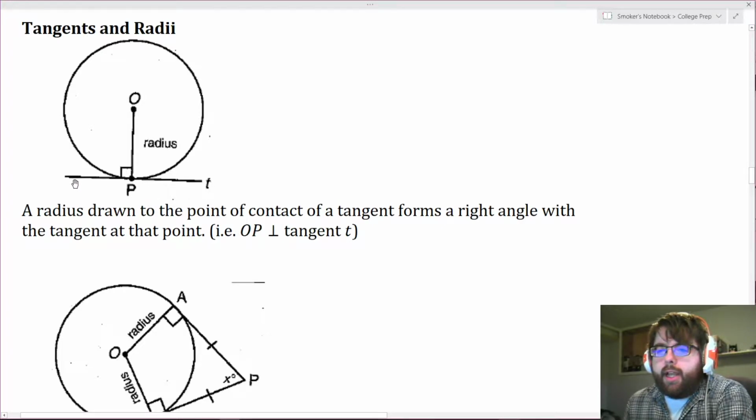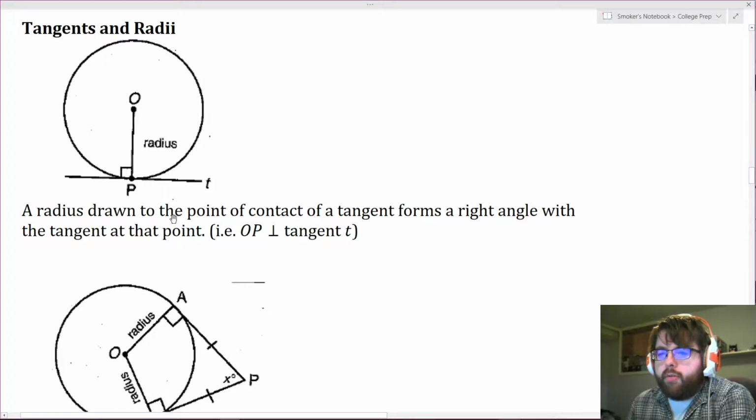A tangent line will always be perpendicular to the radius. So at whatever point the tangent line hits the circle, there's a radius that goes from that point to the center, and it'll always be a 90-degree angle where they meet. That seems to come up a little bit in the book and in the SATs. It comes up, I don't want to say a lot, but it will come up. It seems, no guarantee, but it might.